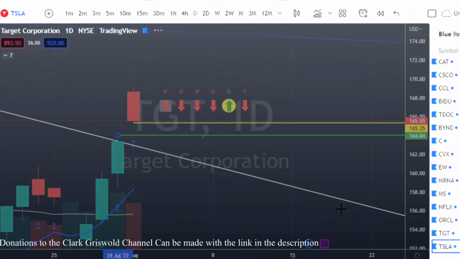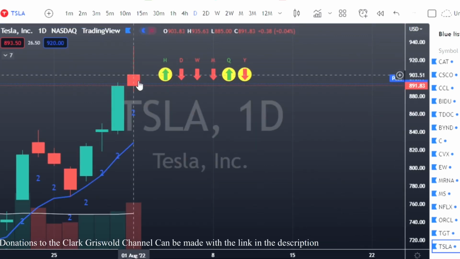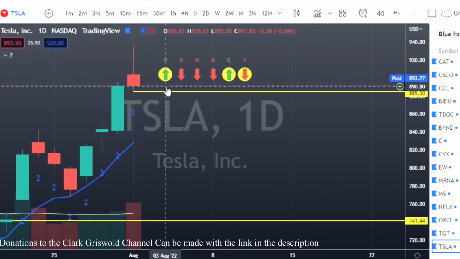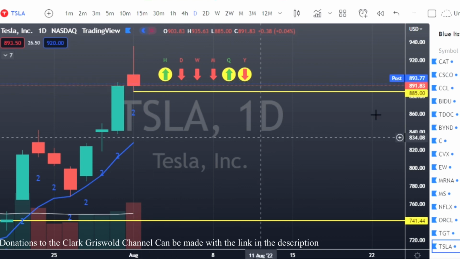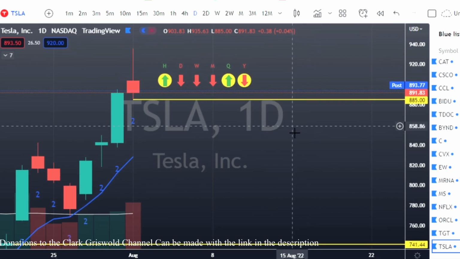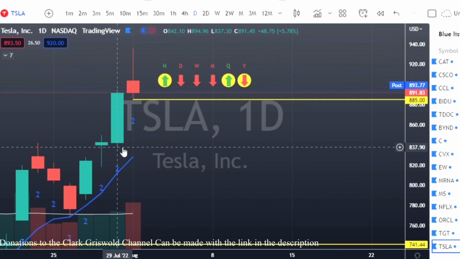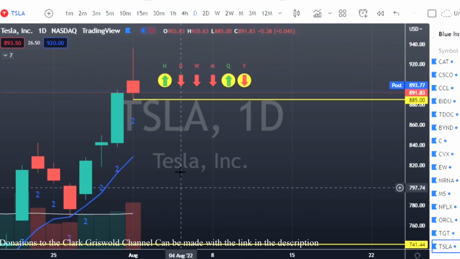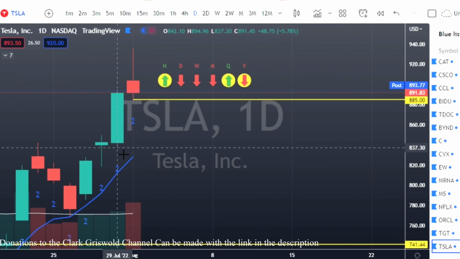Tesla had a 2 up red. We can call it an inverse hammer candle or a shooter candle. We're going to look for puts on Tesla at 885. First target's marked all the way down here. I want to show you guys something while we're in here. We'll go to it real quick.